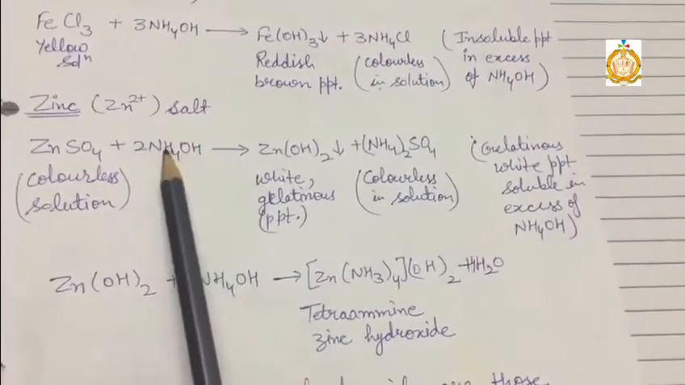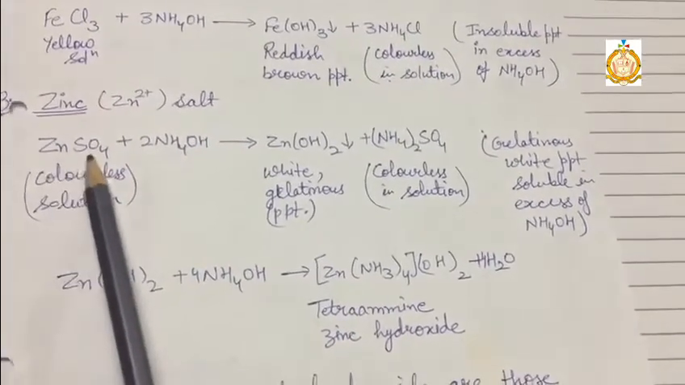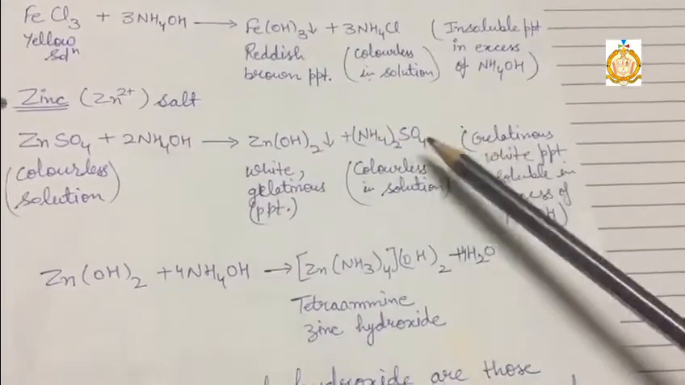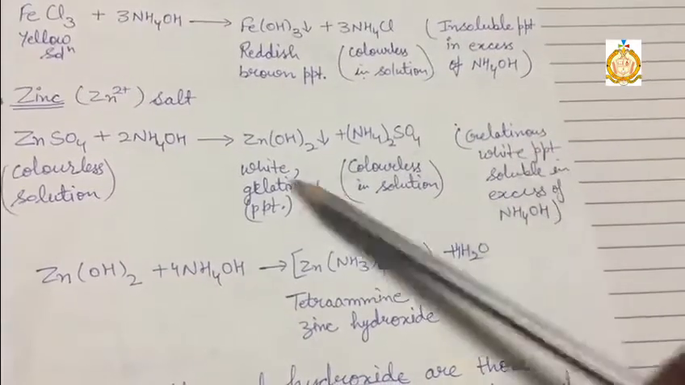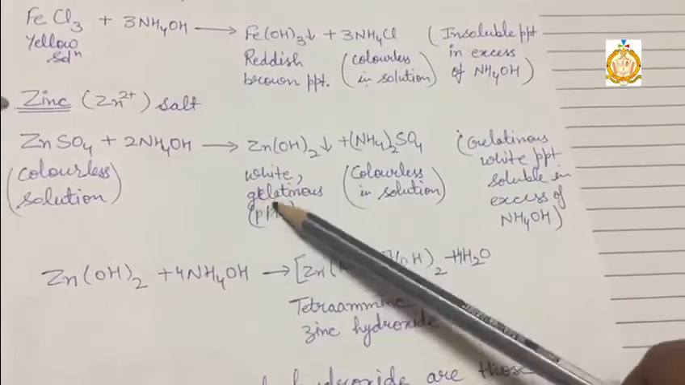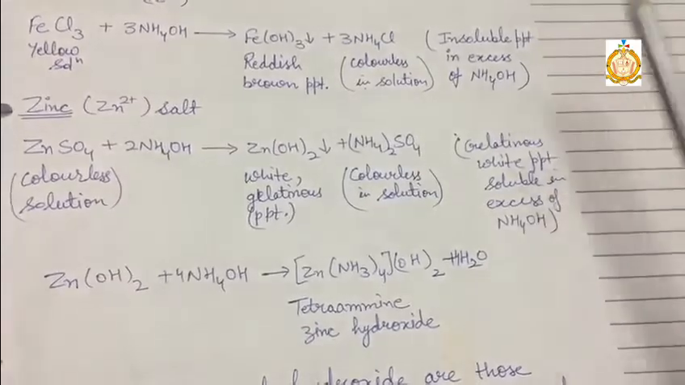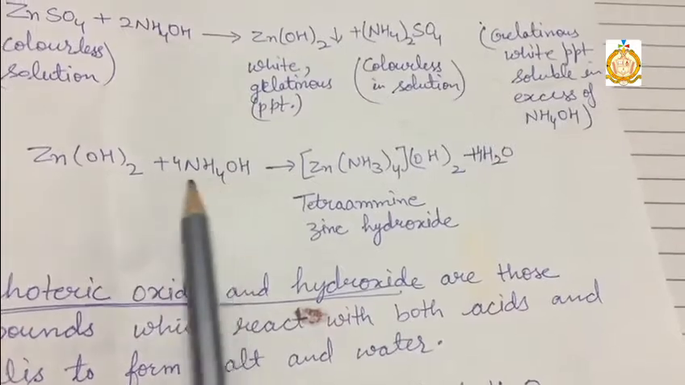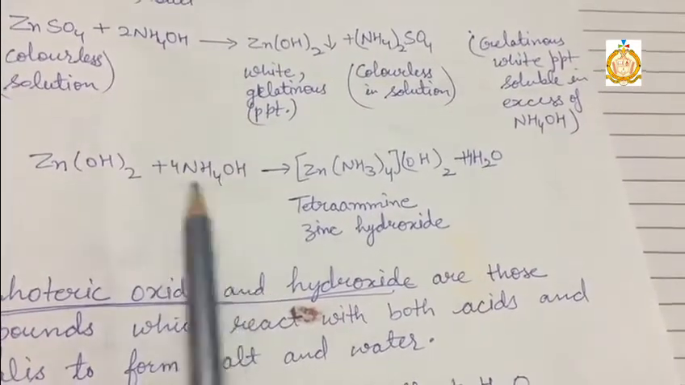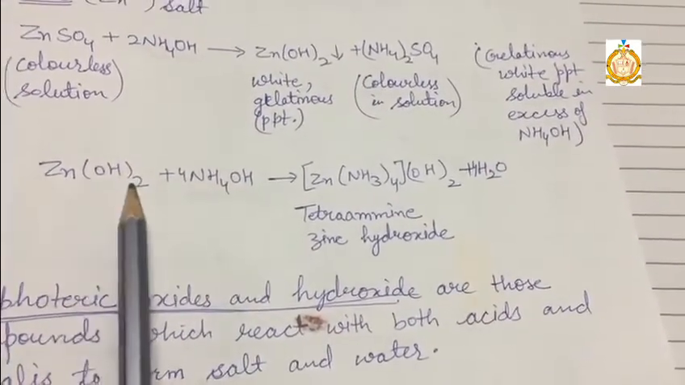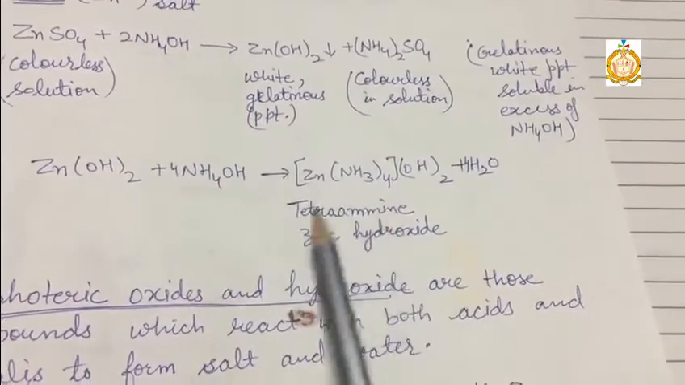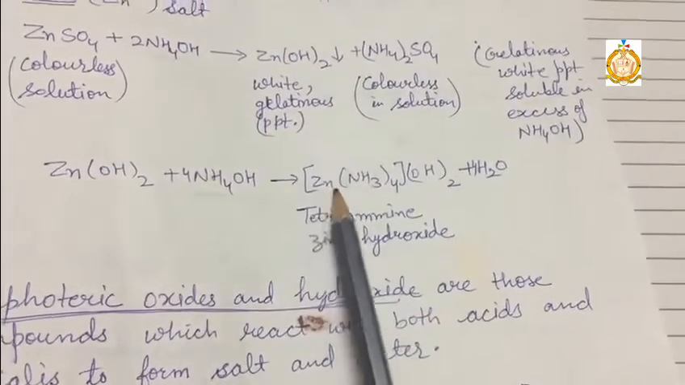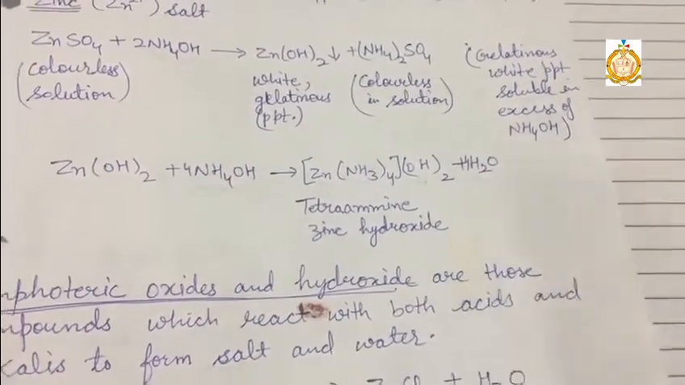When ammonium hydroxide is added drop by drop to zinc sulfate, you will observe a white gelatinous precipitate and a side product. These white gelatinous precipitates are soluble in excess, so a further reaction occurs. This was drop by drop, now it is in excess. The zinc hydroxide precipitate will react and give you tetraamine zinc hydroxide and water.